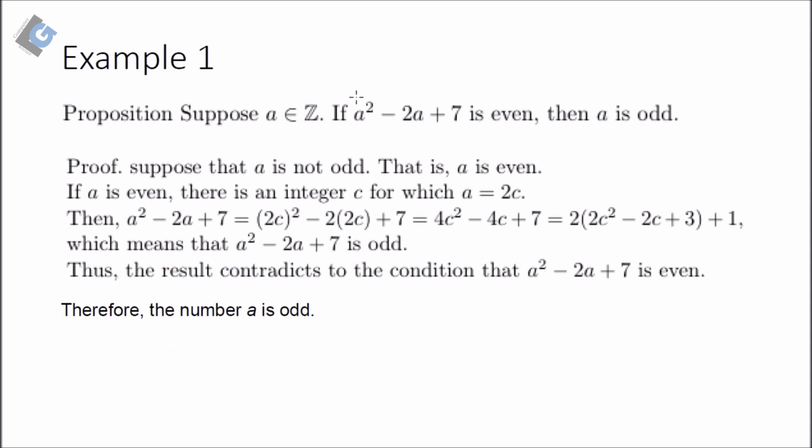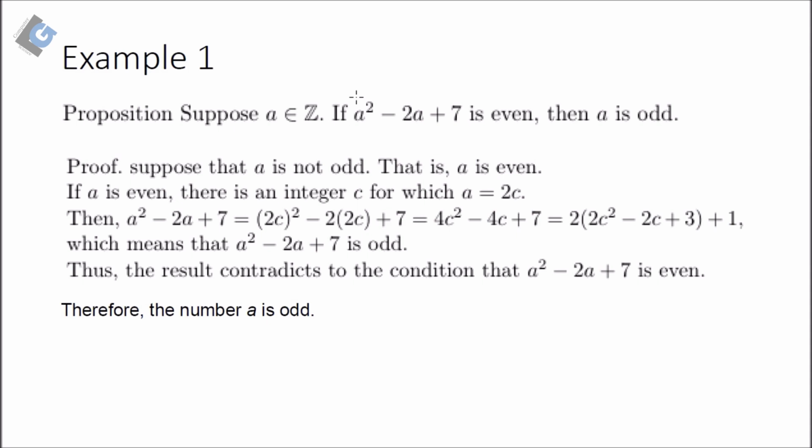So suppose we need to prove this proposition. A is a natural number. If a to the power of 2 minus 2 multiply a plus 7 is an even number, then a is an odd number. So we need to prove a is an odd number. Of course, a is a natural number here.